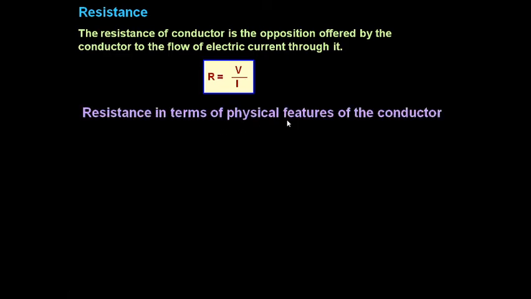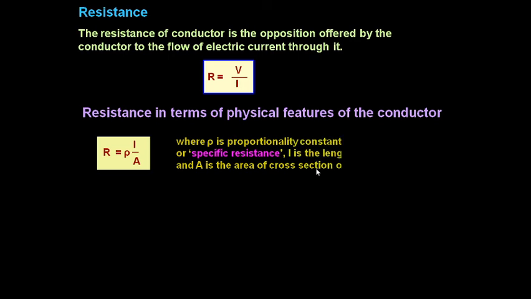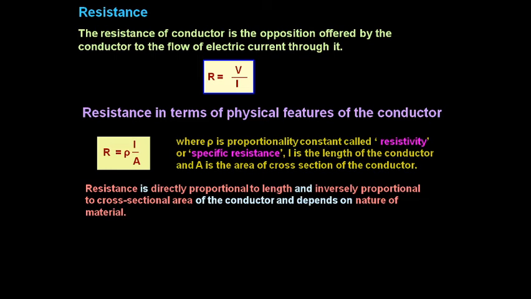Resistance in terms of the physical features of the conductor. If we take a conductor of length L and area of cross section A, then the resistance of the conductor is always equal to rho L upon A, where rho is the proportionality constant called resistivity or specific resistance, L is the length of the conductor and A is its area of cross section.